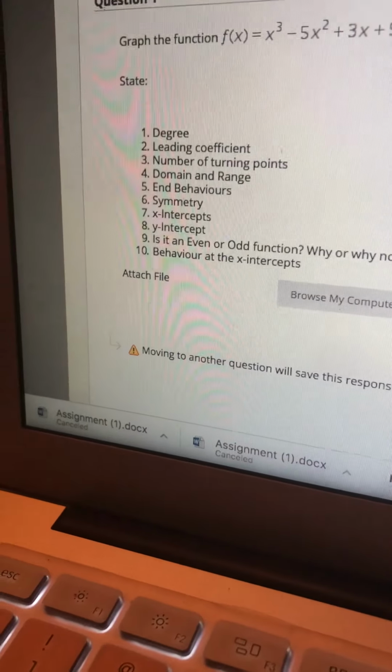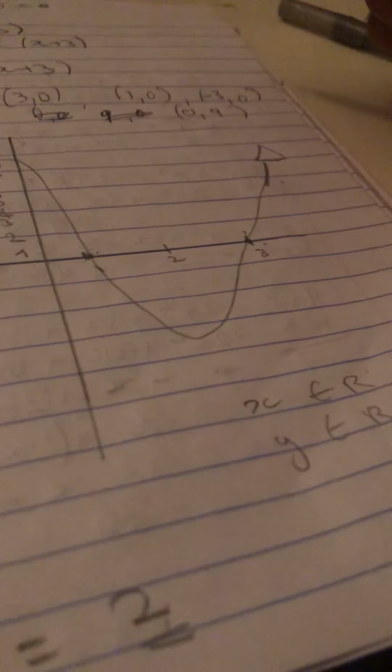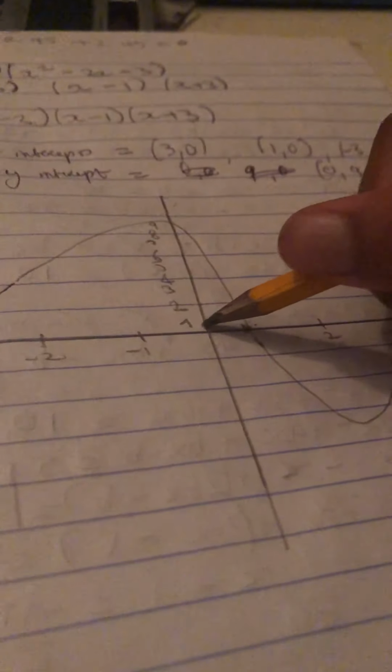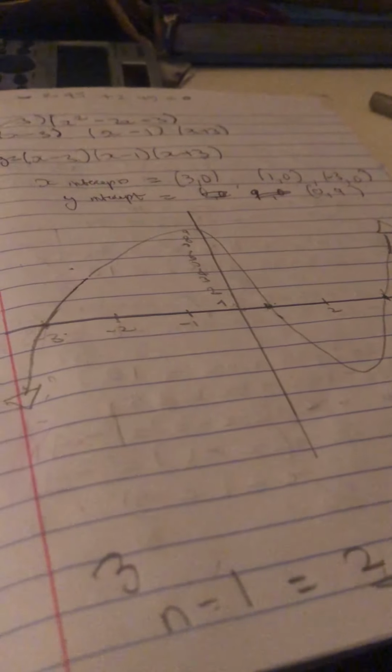For symmetry, this doesn't have any symmetry because of the y-intercept. It cuts at 9 and doesn't cut at the middle. If the y-intercept was in the middle, then this would have point symmetry, but because the intercept is at 9, we can see that it doesn't have any symmetry. So if it doesn't have any symmetry, it wouldn't be an odd or an even function.